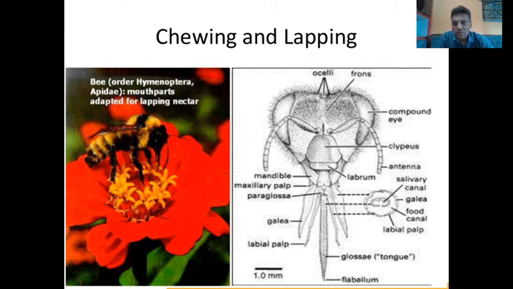This is the structure of chewing and lapping type mouthparts in honeybees. Oculi, frons, compound eyes. Clypeus is well developed. Labrum is shortened. Mandibles are there, flat mandibles. Maxilla, palp, paraglossa, galea, labial palp. These are elongated. Glossa, that is the tongue-like structure, is elongated in shape.